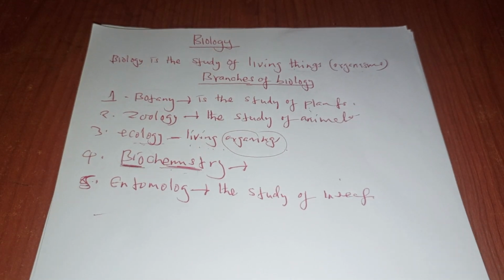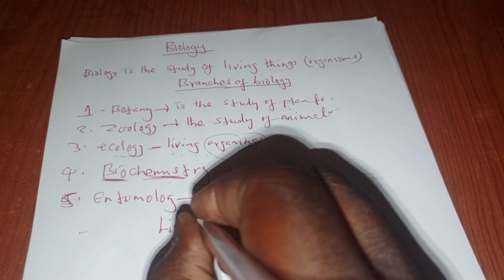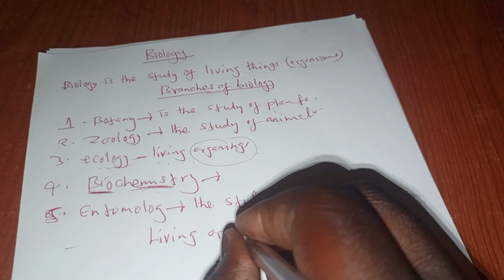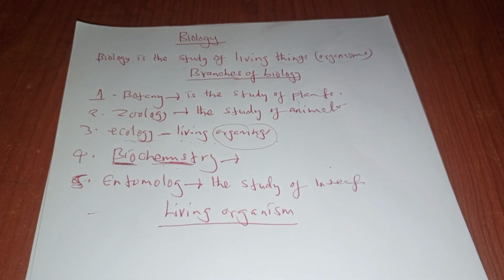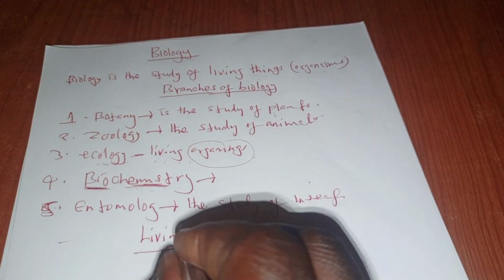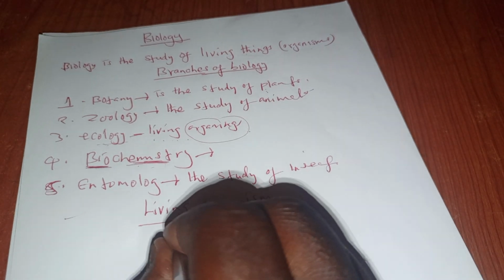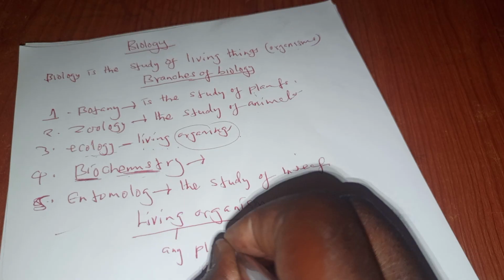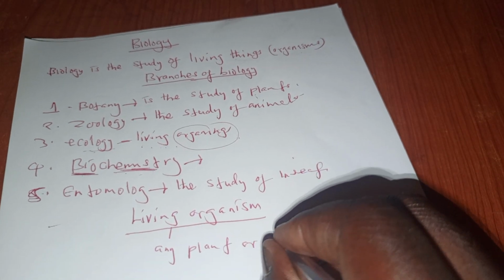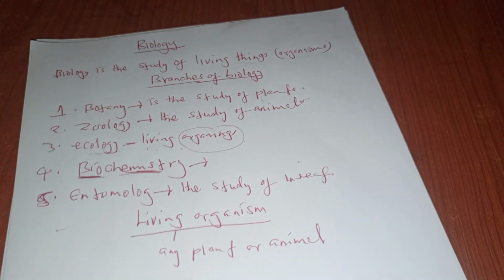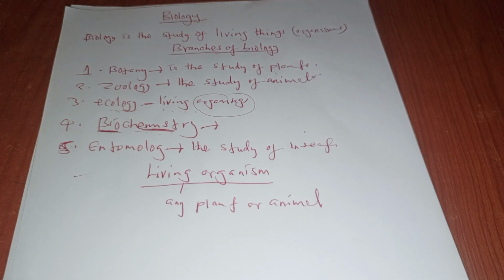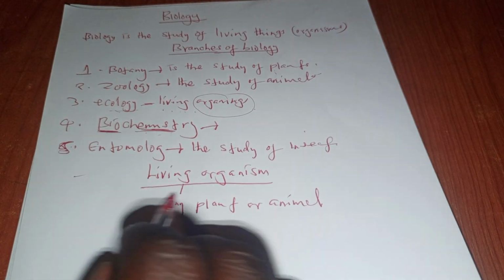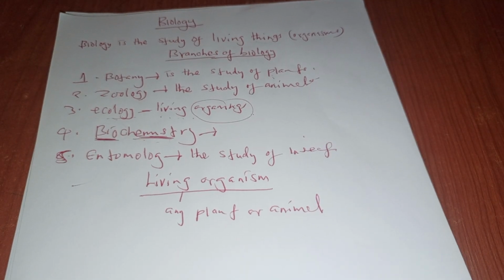Now, since I've mentioned the words living organisms, what are living organisms? These are any plants or animals. We call them living organisms. So living organisms are any plants or animals. Don't forget that living organisms are any plants or animals.